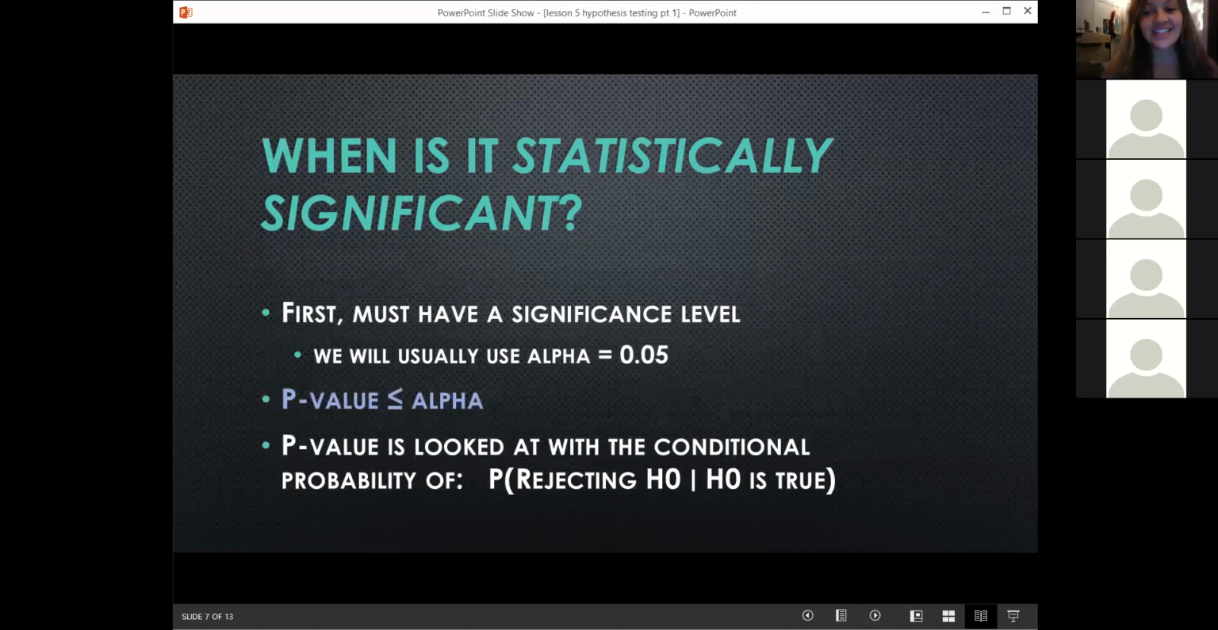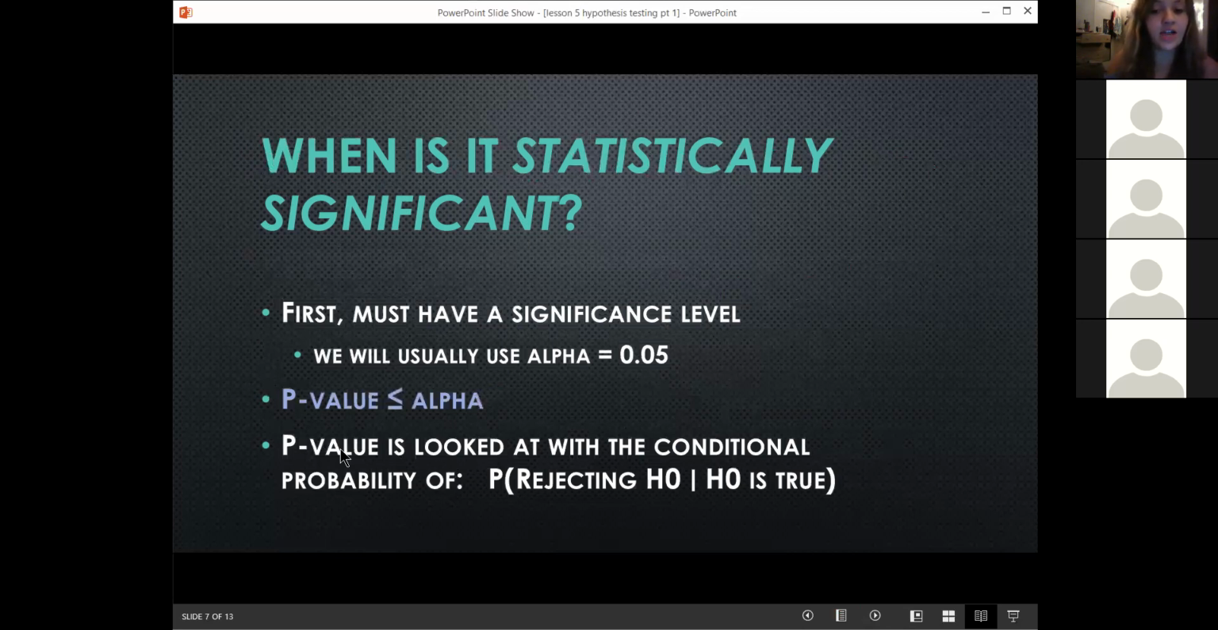You will often see 0.01 as another one. Those are just common ones that you can use. And they're small because we want those p-values to be lower than that in order to conclude that what we found is significant. So if our p-value is less than or equal to alpha, we can say that it's statistically significant.